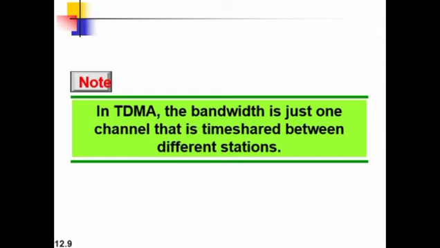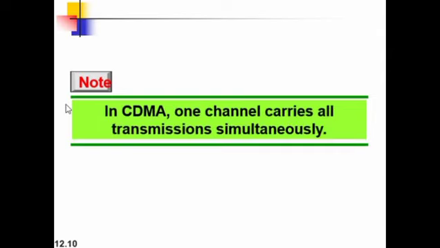In CDMA, one channel carries all transmissions simultaneously. What does simultaneous mean? It means all the transmissions happen at once, at the same time, right? So this was all about multiple access, and we discussed the different protocols and the different methods of channelization: TDMA, FDMA, and CDMA.